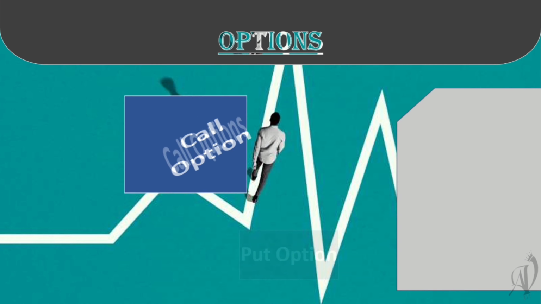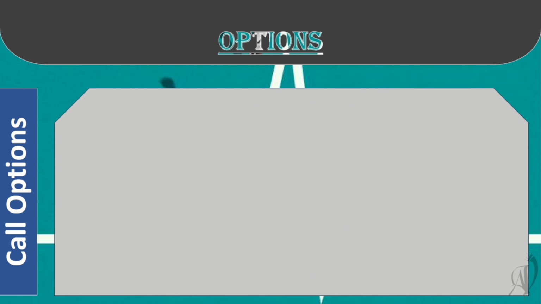First we go with the call option. A call option gives the buyer the right but not the obligation to buy the underlying asset at the agreed price on or before the agreed date. Let's understand this with the help of an example.